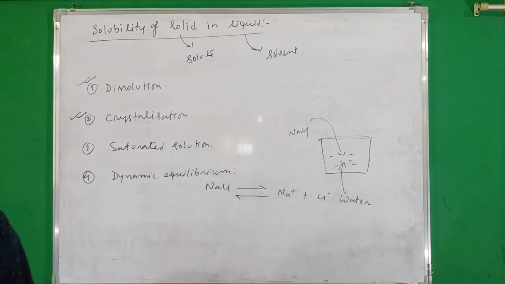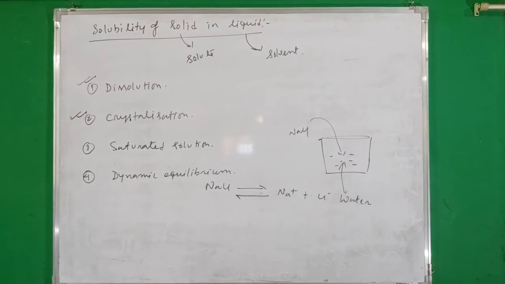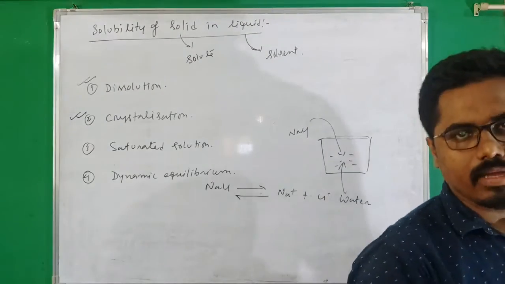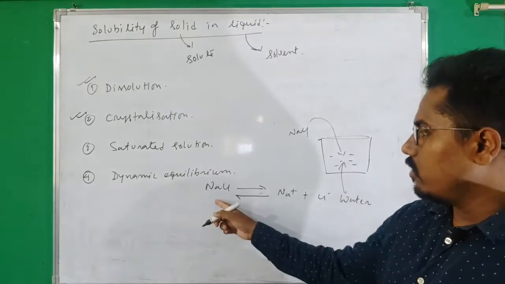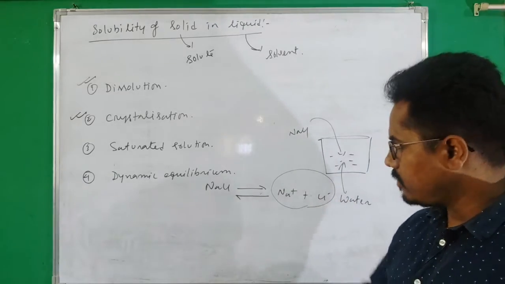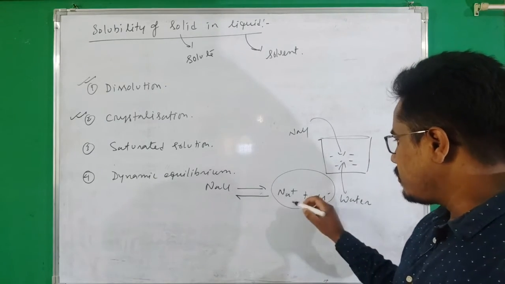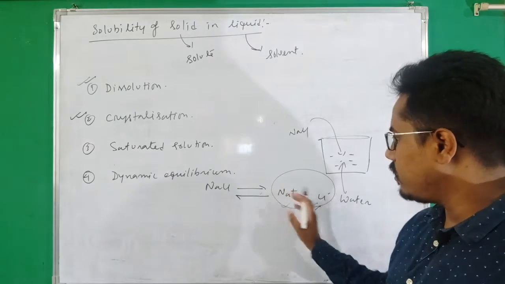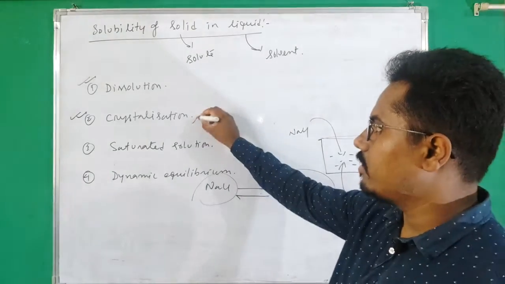Dynamic equilibrium. Okay, so we can say that when a solid is dissolved in a particular solvent, then at first the solid solute will dissociate and go to the solution, and this process is known as dissolution. Then some of the dissociated ions or solute may combine with each other to give back the solute, and this is known as crystallization.